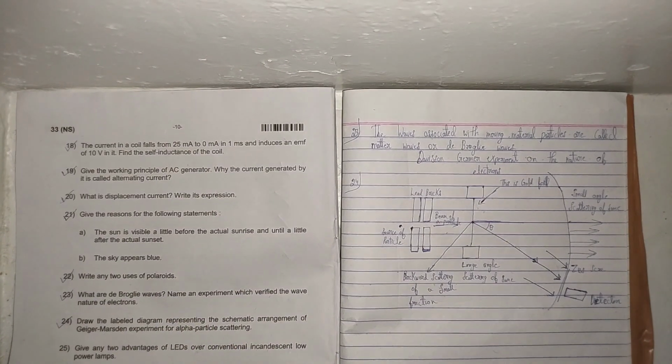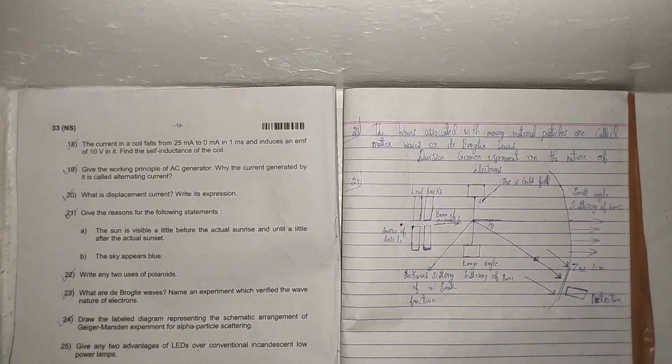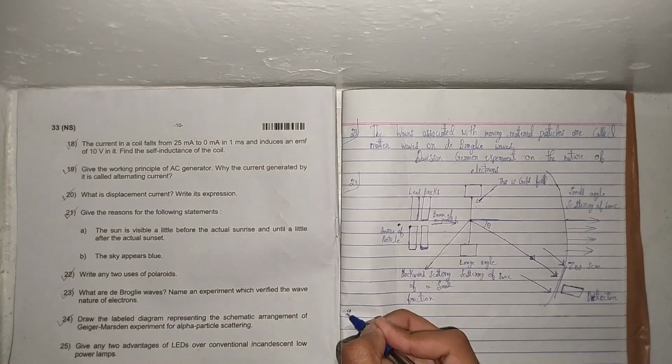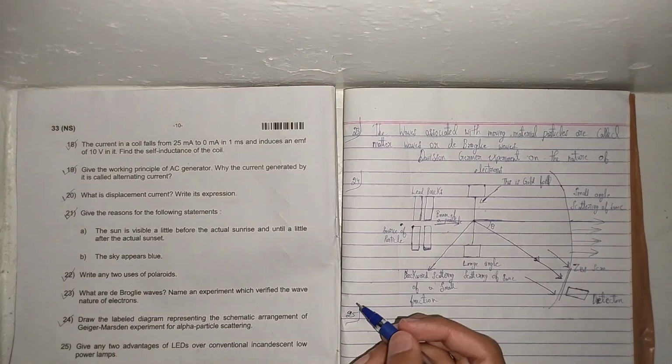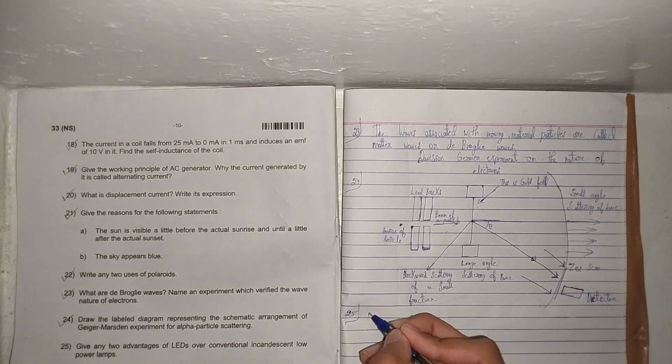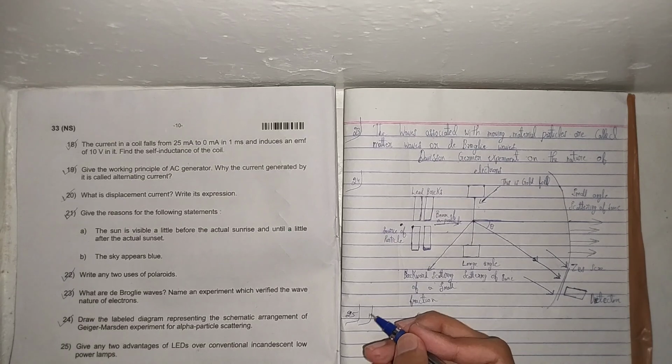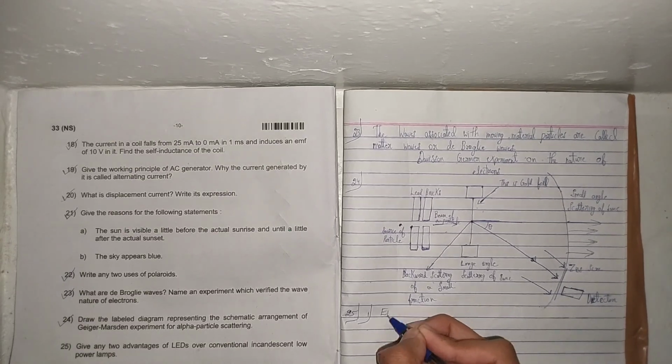Now let us move on to our next question, question number 25. Here they have asked: give any two advantages of LEDs over conventional incandescent low power lamps. The first one is energy efficiency.